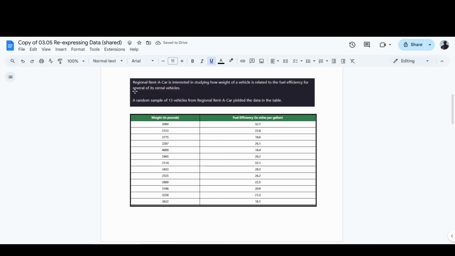For the next part, this is from the slides in your table of contents, but I copied it here so we're not flipping back and forth. This says Regional Rent-A-Car is interested in studying how weight of a vehicle is related to the fuel efficiency for several of its rental vehicles, and a random sample of 13 vehicles from Regional Rent-A-Car yielded this data in the table. They are recording the weight of each car in pounds and its fuel efficiency in miles per gallon.